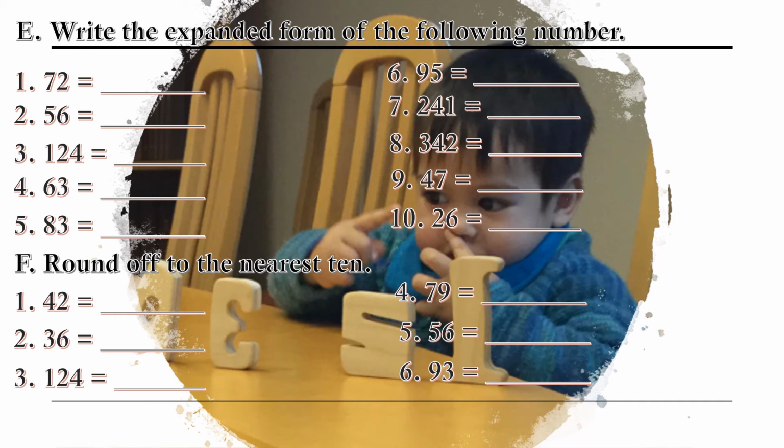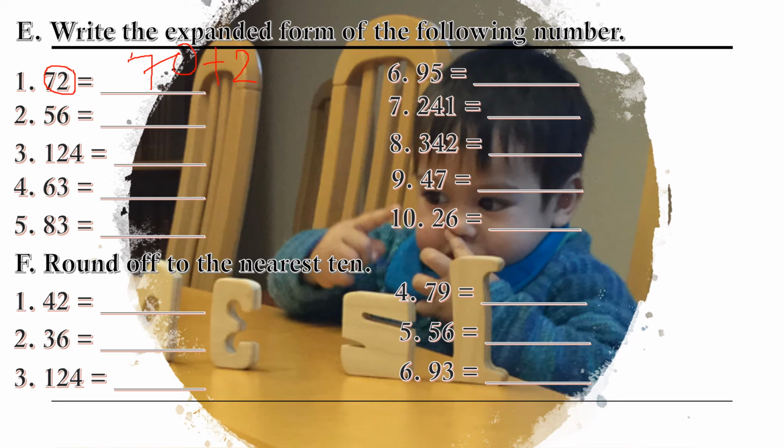Letter E, write the expanded form of the following number. Number 1 is 72. I'm going to do it for you, okay? Now, the first number. Number 1 is 72. So how are you going to expand this one? 70 plus 2. This one is expanded form. This one is written in standard form. Okay? Can you do the rest for me, children?